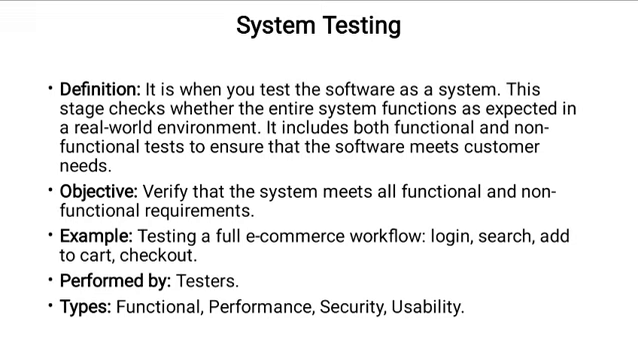System testing is the third level of testing. It is when you test the complete software system. This stage checks whether the entire system functions as expected in a real world environment. It includes both functional and non-functional testing to ensure that the software meets customer needs, and it is performed by the testers only.